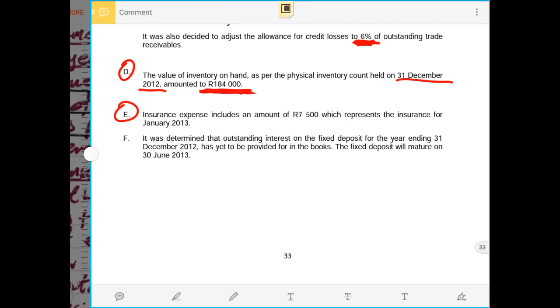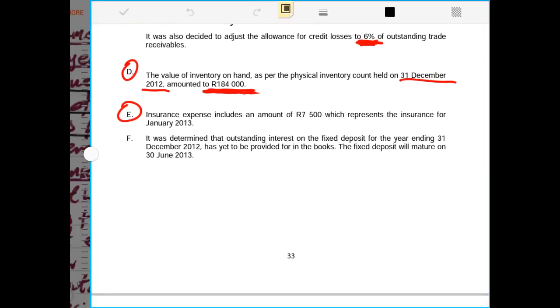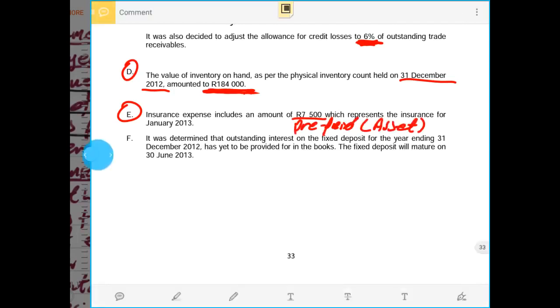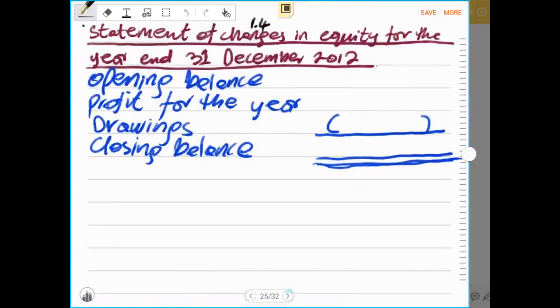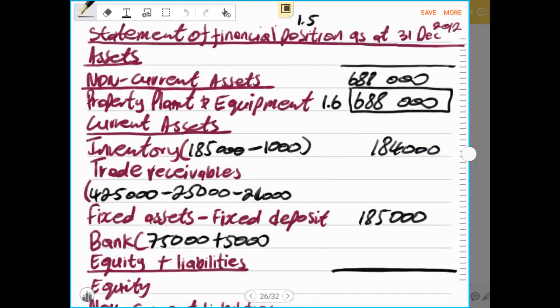Number E tells us that insurance expense includes an amount of 7,500, which represents the insurance for January 2013. So this insurance was paid for next year, but at the end of the current year. So this becomes a prepaid expense, and a prepaid expense is an asset. Anything that is paid before time by the end of the year is an asset. Therefore any prepaid expense or any asset must affect the statement of financial position, and it has to affect our trade and other receivables positively.